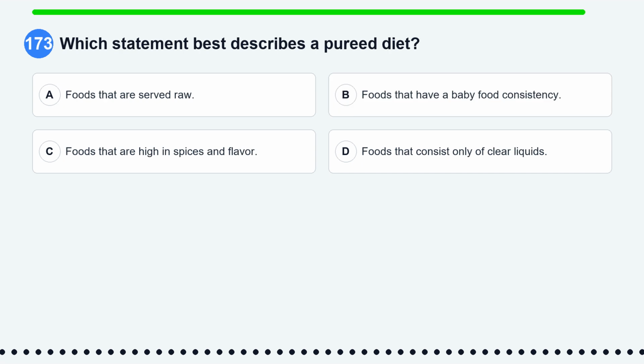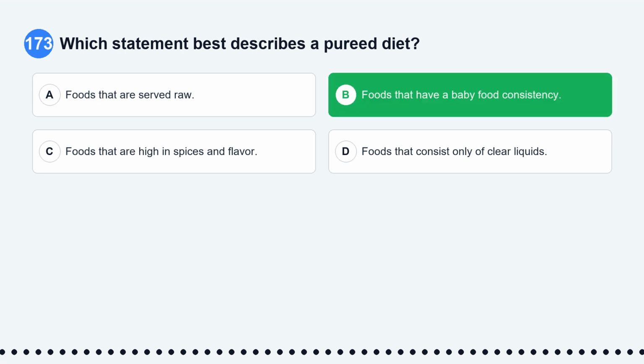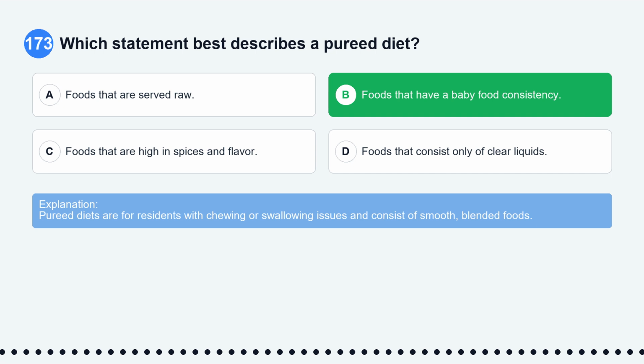Question 173. Which statement best describes a pureed diet? Option A, foods that are served raw. Option B, foods that have a baby food consistency. Option C, foods that are high in spices and flavor. Option D, foods that consist only of clear liquids. The correct answer is option B, foods that have a baby food consistency. Pureed diets are for residents with chewing or swallowing issues and consist of smooth, blended foods.